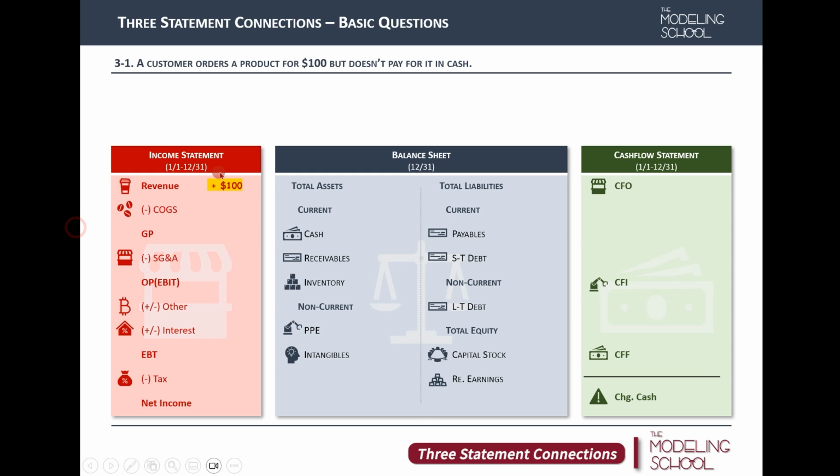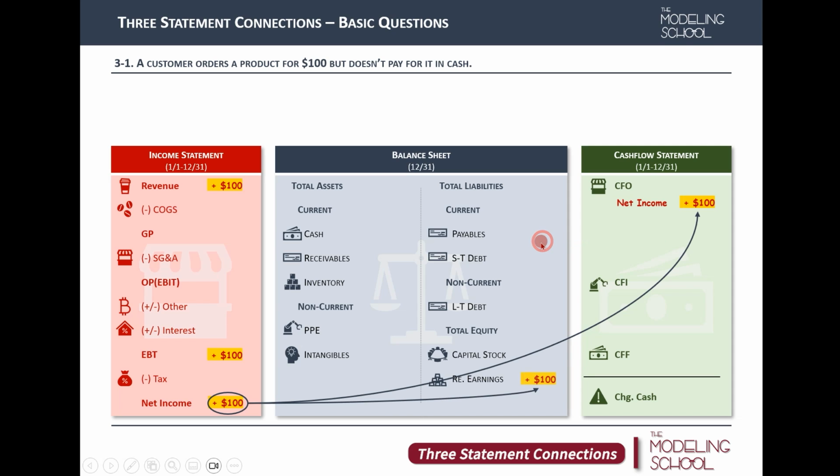So revenue is going to be reported worth $100, and assuming no tax rates, net income is going to be increased by 100. Cash flow from operations will start from 100, and retained earnings in the end will increase by 100.